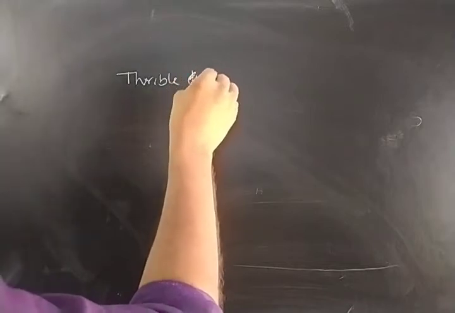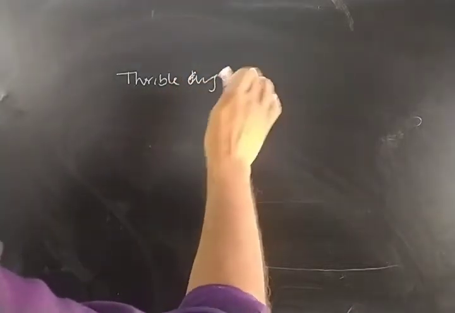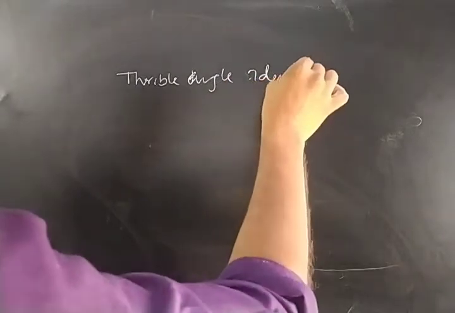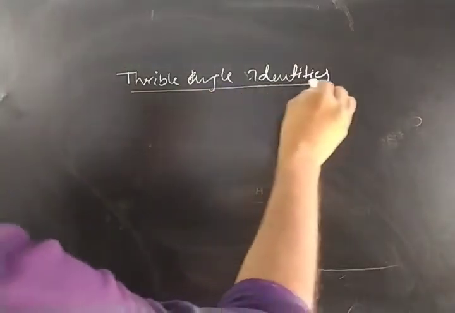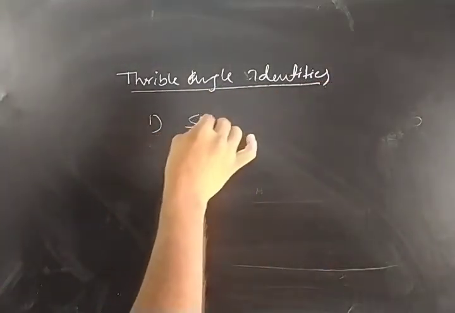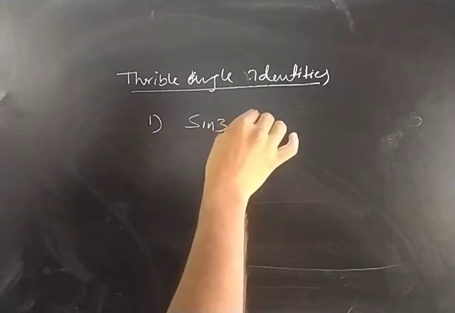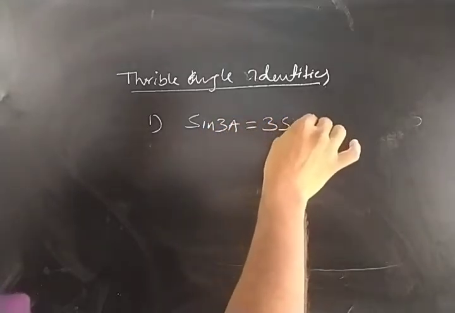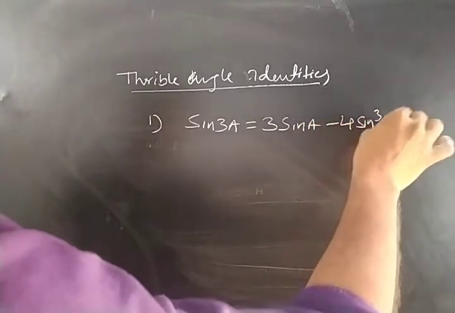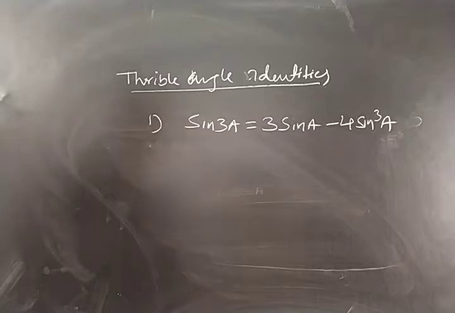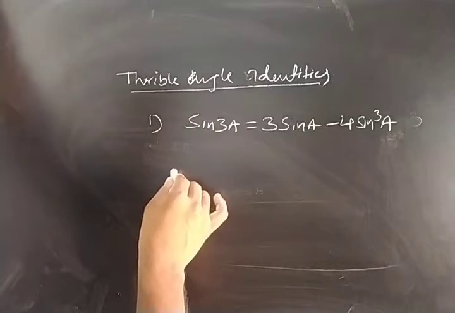Triple angle identities. First identity: sin 3a equals 3 sin a minus 4 sin cube a. So this is the triple angle identity. Now I have to prove this.